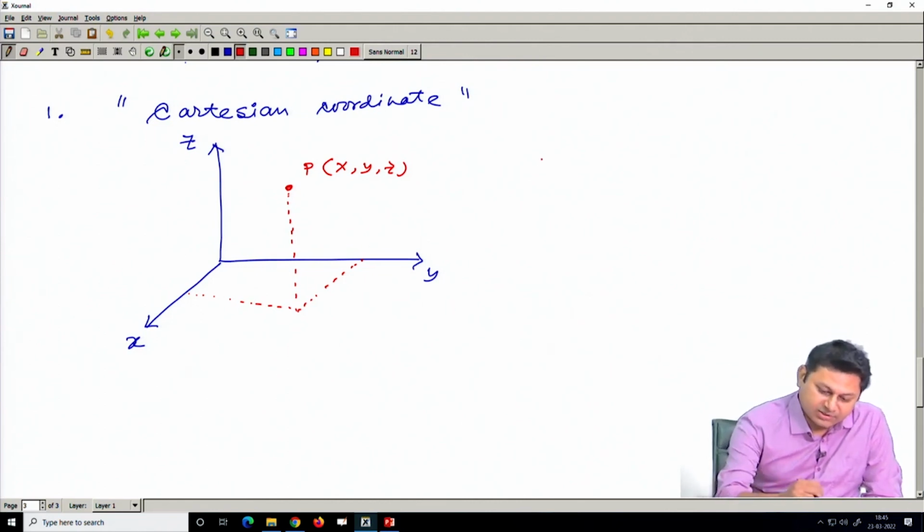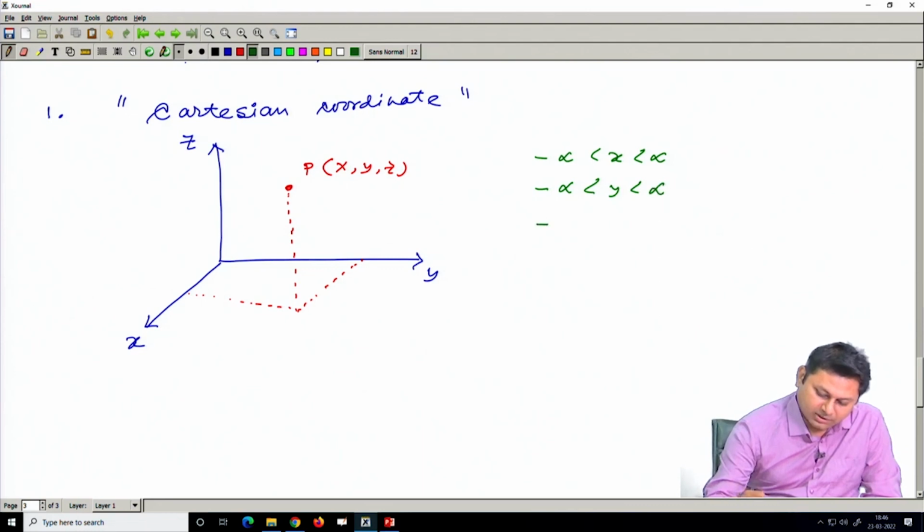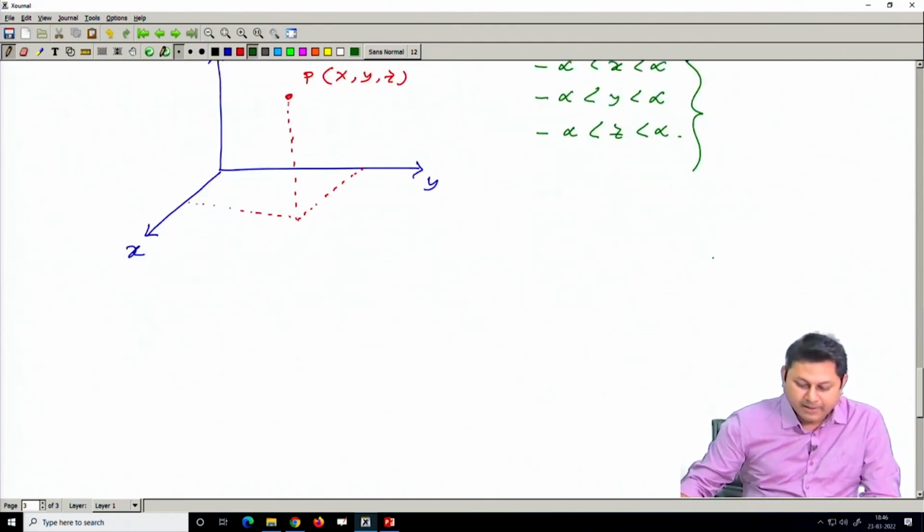So, what are the restrictions of this coordinate system? The restriction is x is in between this range, y is in between minus infinity to plus infinity, and z lies in this range. These are the ranges of the coordinate points x, y, z. A vector.